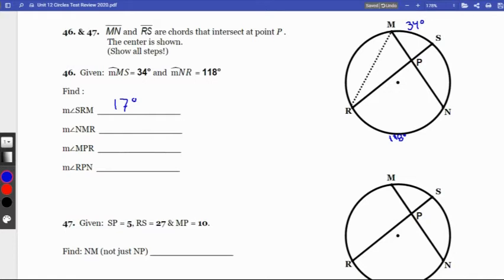NMR, well, that's another inscribed angle, so its intercepted arc is 118, and NMR is going to be half of 118. That must be 59.